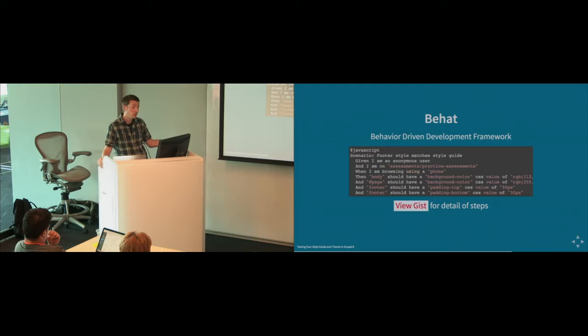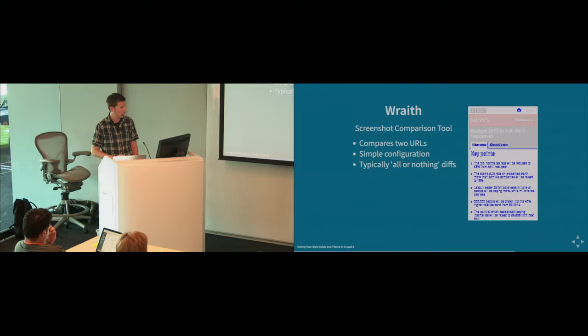So it might be a useful trick to have. There's a link in the slides to a gist that has some of the details of these steps if anybody's curious. But I found that BHAT really wasn't the right home for this sort of coverage. But thankfully, there's a bunch of other tools to do this. One of them is Wraith, which is a screenshot comparison tool developed by the team at the BBC.